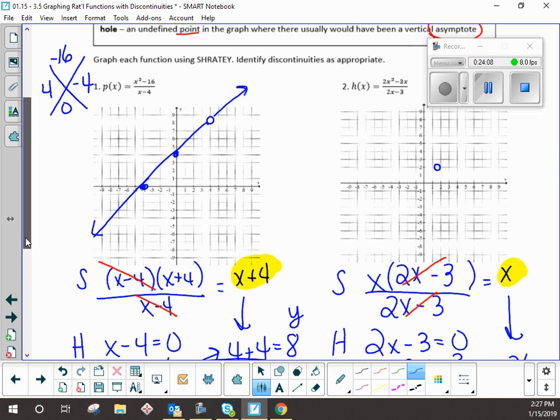R is for root. We always set it equal to 0 and solve to find the root. What am I using for that? Your x, the simplified equation. Because remember, this has taken the place of the original function. I'm only concerned about what this graph looks like.